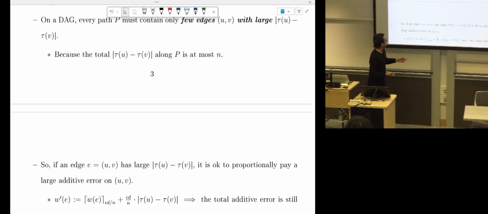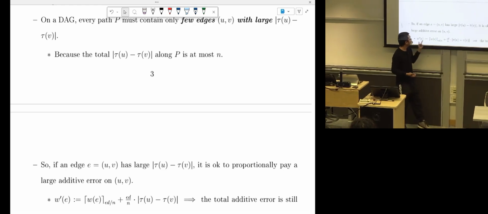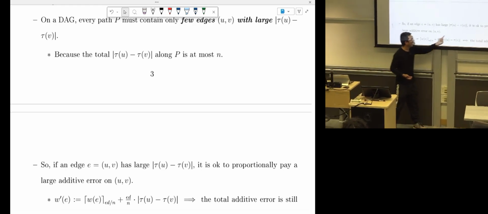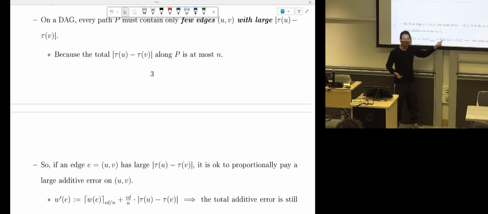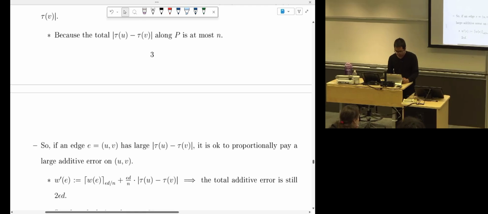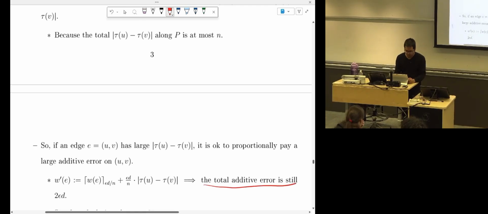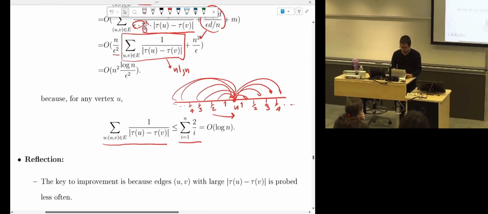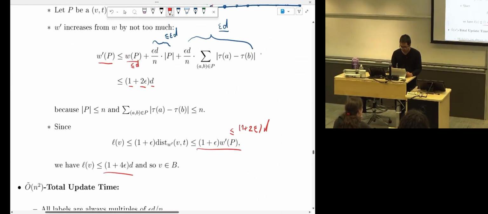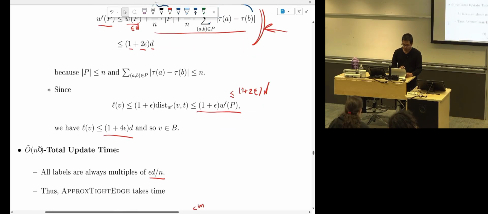So that's why, for this edge, I just add this additive error to them. Because the edges that are going to pay large error here are not too many of them. If we set it like this, the total additive error is still going to be small, as we have seen. This thing is small.